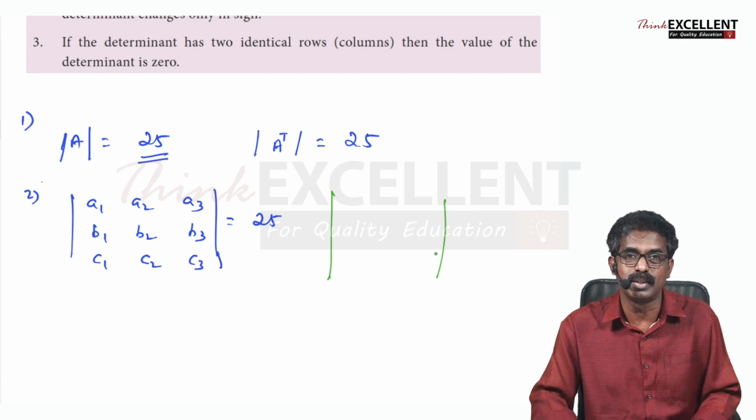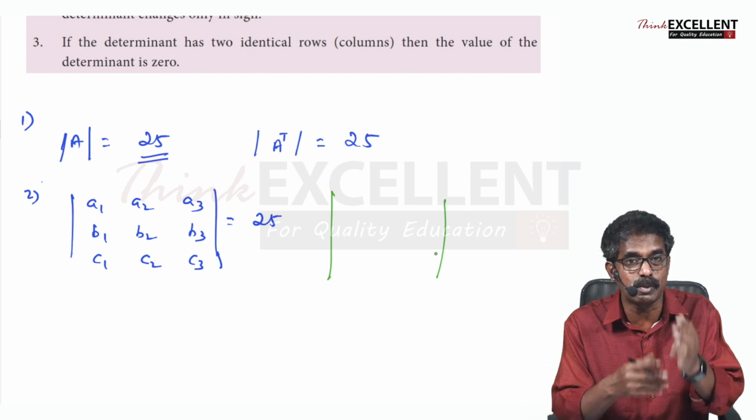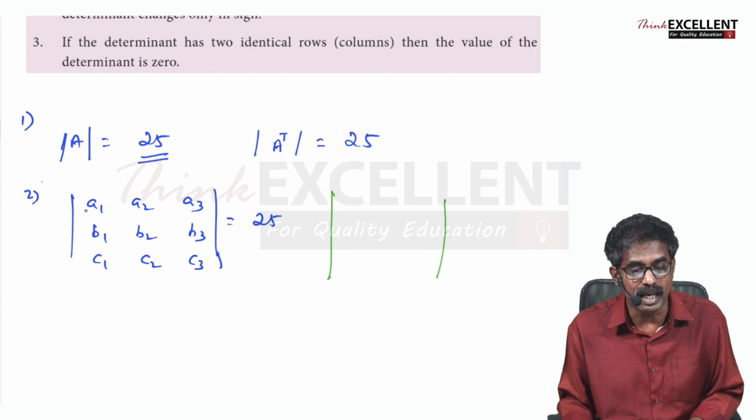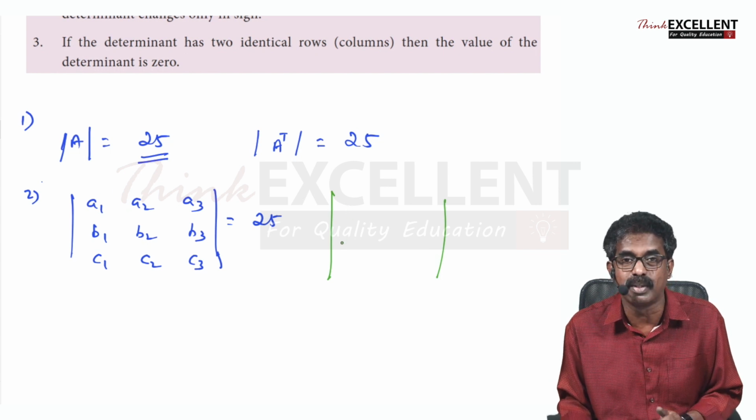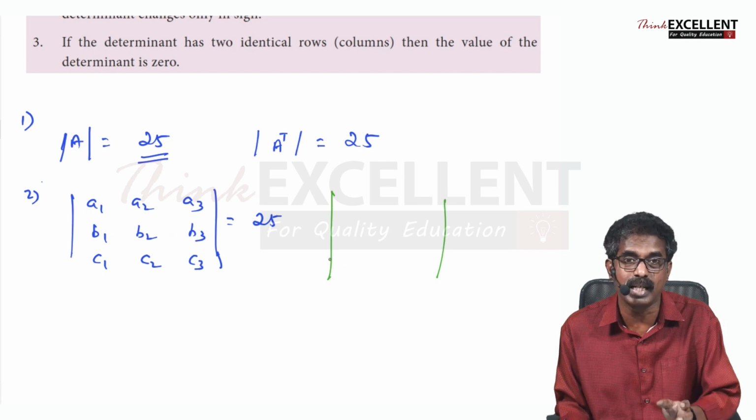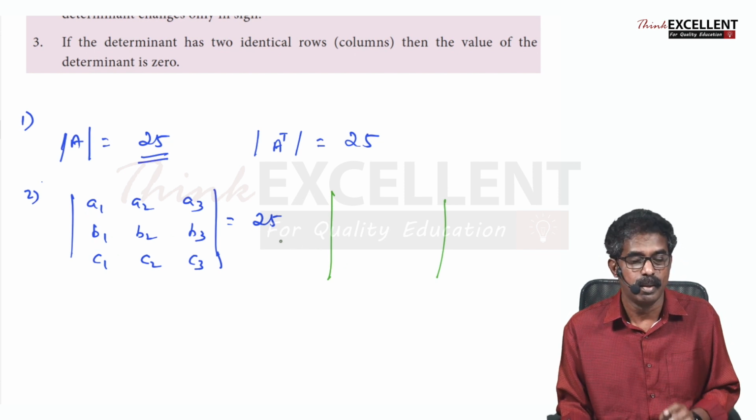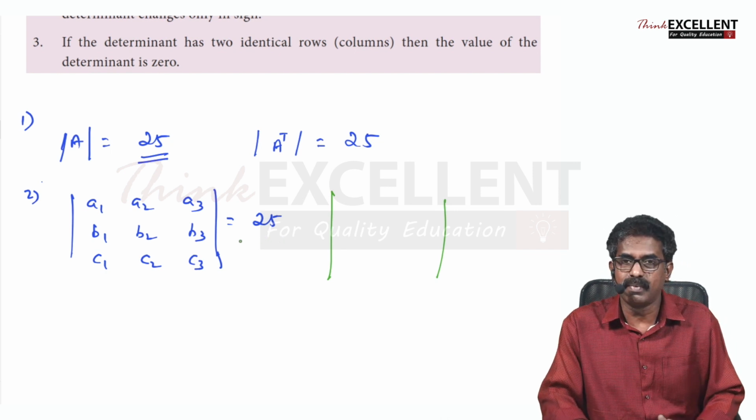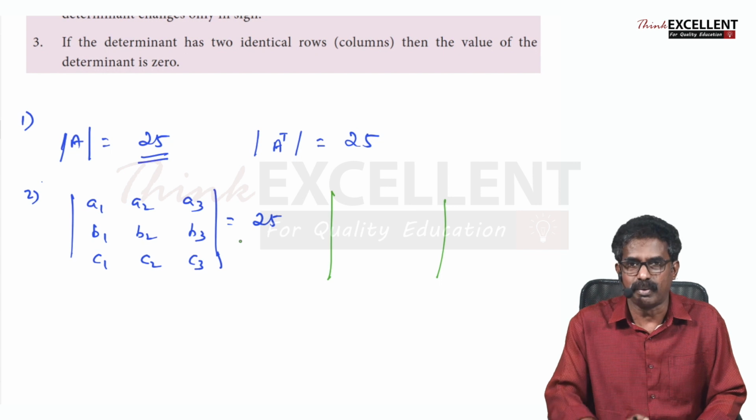In the previous property, you take the transpose, right? Interchange rows and columns. That means A1, A2, A3 you write as the first column, the second row as the second column, the third row as the third column. No change, again 25. That is the first property. The second property says one determinant is given, it has some value, for example 25.